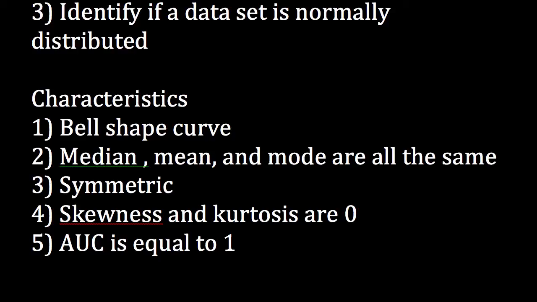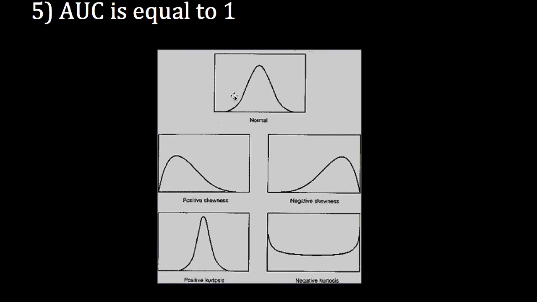So let me show you some pictures of these characteristics. On the top here, we see the normal distribution, we see the bell-shaped curve. As we go down, we see two different skewed distributions. The one on the left here being positively skewed because you see the tail goes in the positive direction on the x-axis, where the negatively skewed data goes in the negative direction on the x-axis. And below we see positive kurtosis means that it is more peaked, and negative kurtosis means that it is flattened.